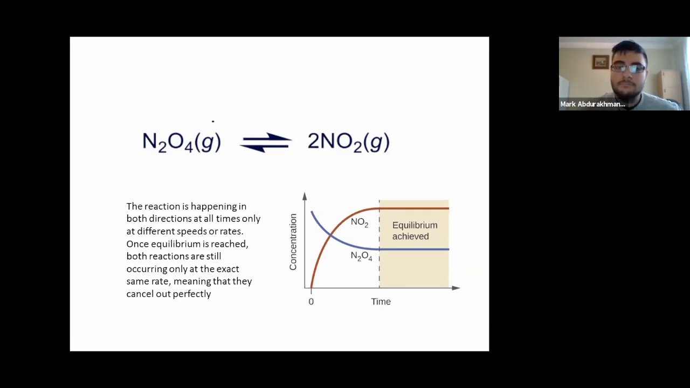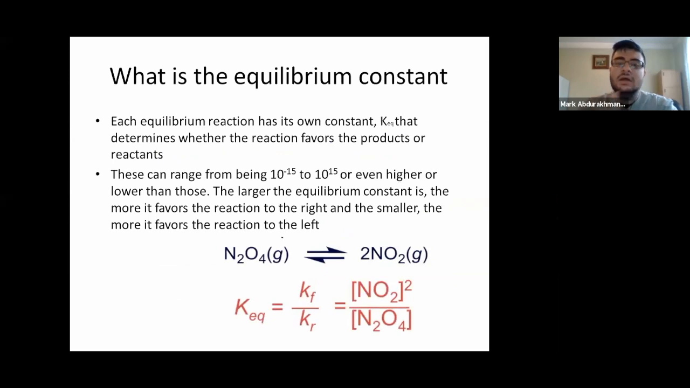So favoring the right or the left is based on whether the concentration of products or reactants at equilibrium is higher. And we were mentioning the equilibrium constant. If it's small, it favors the left, and we can see based on this equation, products over reactants, why that makes sense.